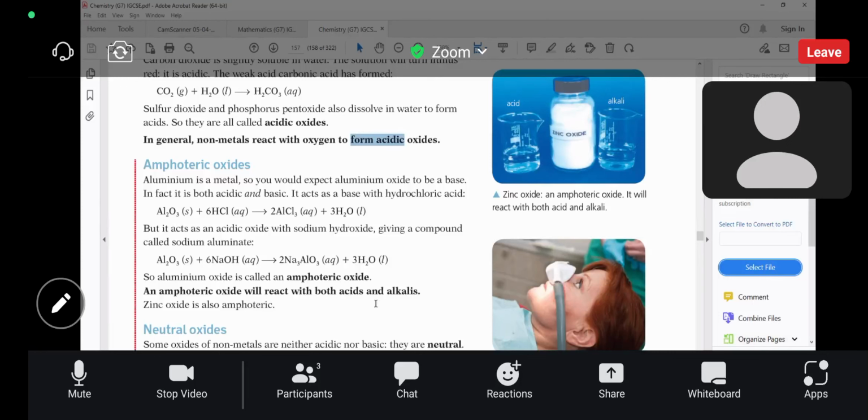So aluminum oxide reacts with HCl to produce aluminum chloride and water. Now tell me, when this substance reacts with acid, in this case it acts as a base. So here, when it reacts with base, sodium hydroxide is a base, you already know that, in this case it reacts as an acid.